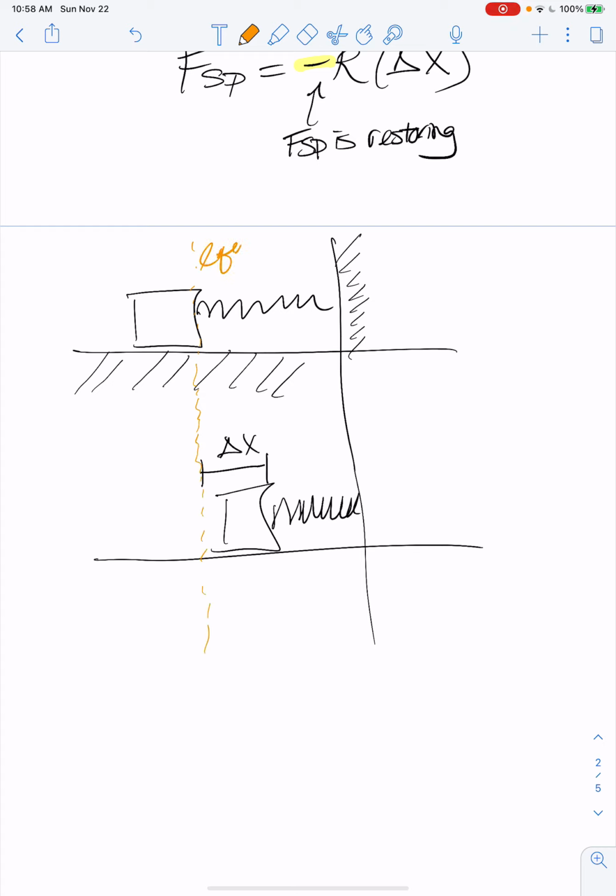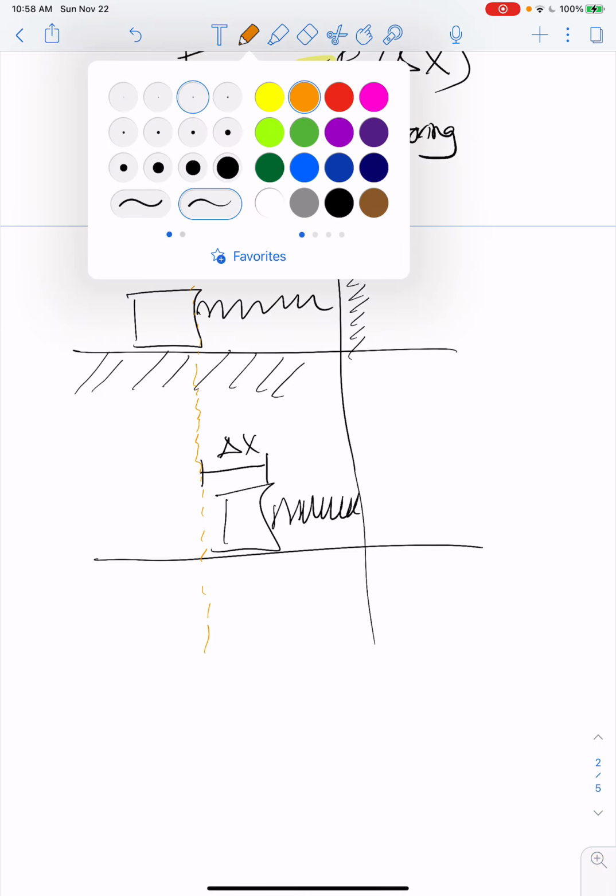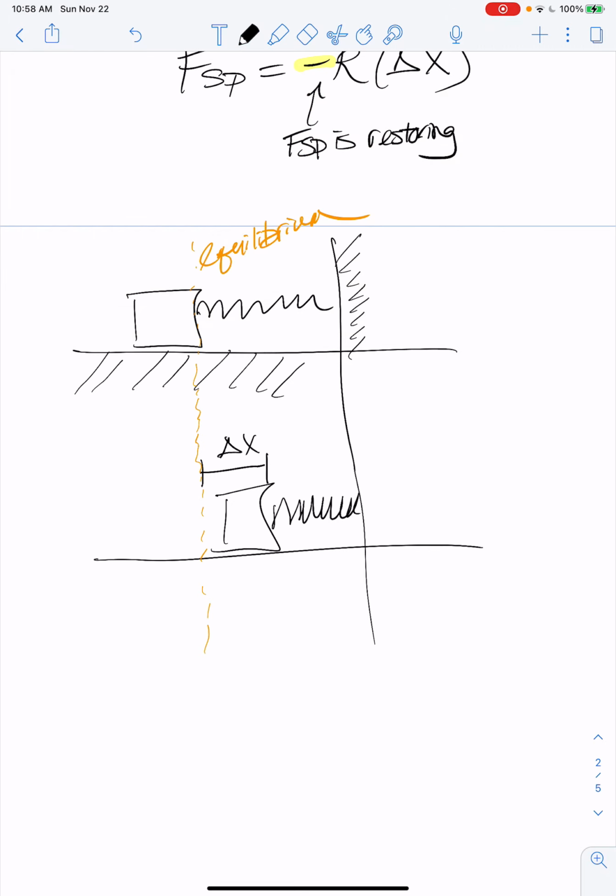Right? This is equilibrium. So this is just rest, right? This is where the mass is resting right here. Okay, so you compress it, right? You push against it with your hand or whatever. This is your hand pushing against the mass.